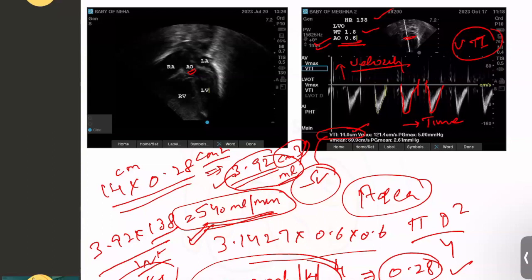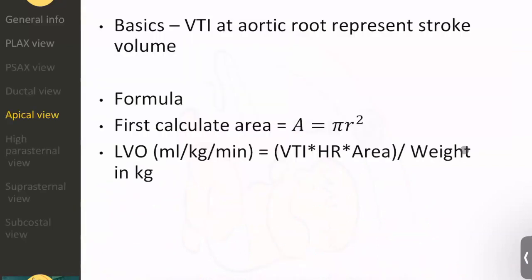If we have any questions, I will take them later, but this is how we calculate any output. For any flow measurement, like somebody was asking about SVC, you go through the same way. You need the diameter, you need a VTI, and then you assess that area. Once you have the area, you multiply it by VTI, then by heart rate, and then you divide it by the weight. So this is the formula. First, you calculate the area, then VTI multiplied by heart rate, multiplied by area, and you divide it by weight, and you get the output.